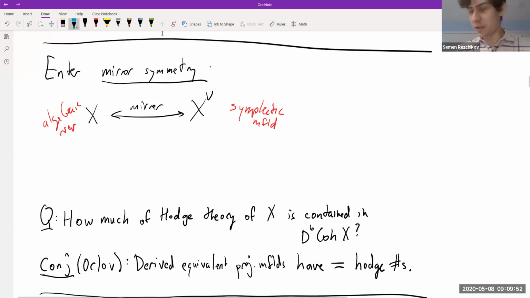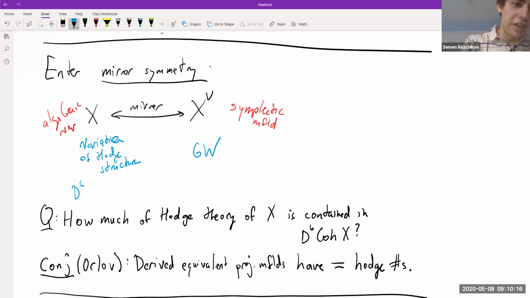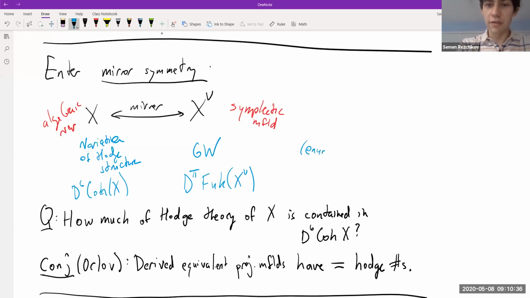But two parts of the story are that one idea is that the variation of Hodge structure of X, so this is like the differential equations describing how the Hodge decomposition of X varies as you vary X, should be related to the Gromov-Witten theory of X check. And also that the category of coherent sheaves on X should be related to, and presumably equivalent to, the Fukaya category of X check or a derived variant. Okay, so this top thing is sometimes called enumerative mirror symmetry. And this bottom thing is sometimes called homological mirror symmetry.